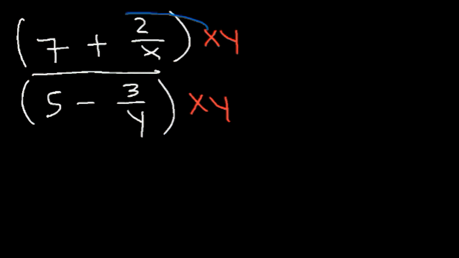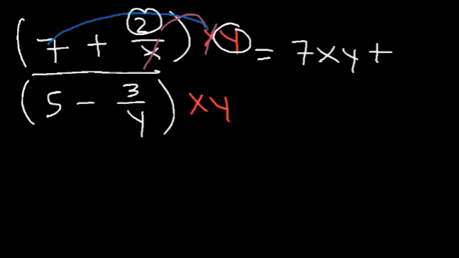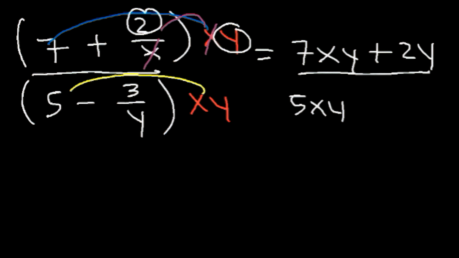So xy times 7 is simply 7xy. xy times 2 over x, the x will cancel, and so what we have left over is 2 times y. Now for the bottom part, x times y times 5 is 5xy. And then xy times 3 over y cancels, so it's 3x, but negative 3x.